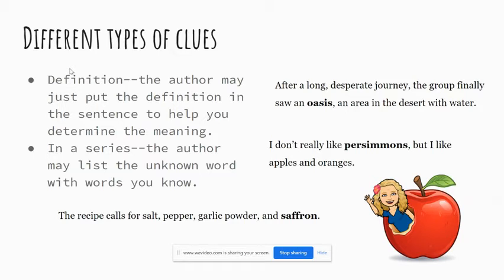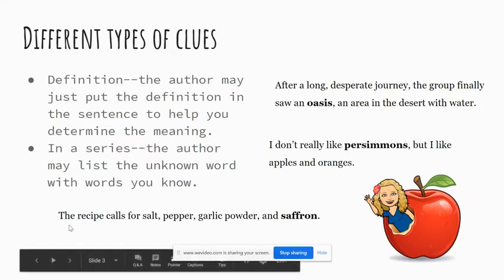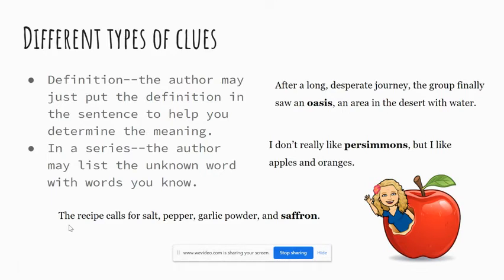Okay. Another example in a series is the recipe calls for salt, pepper, garlic powder, and saffron. So if I look at those things, I know what salt is, I know what pepper is, I know what garlic powder is. Those are all different types of seasonings or spices. I'd find them all in the spice drawer at my house or in the cupboard. And so that means that saffron must be a type of spice.